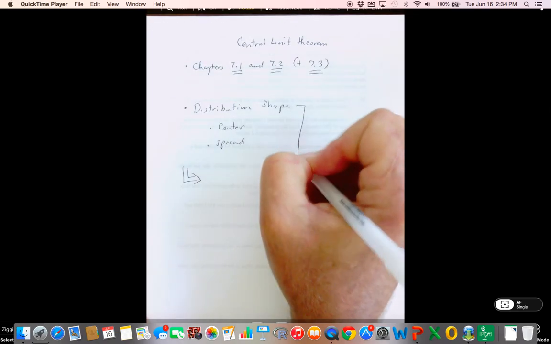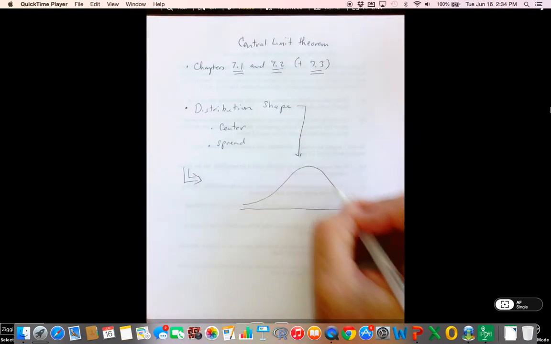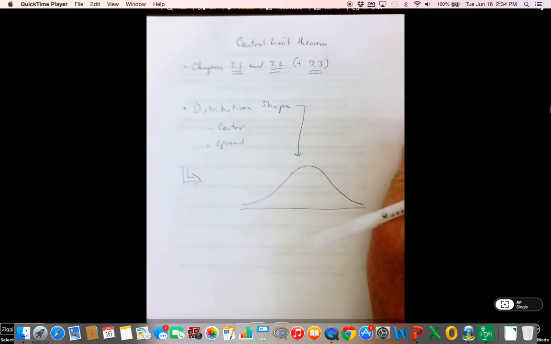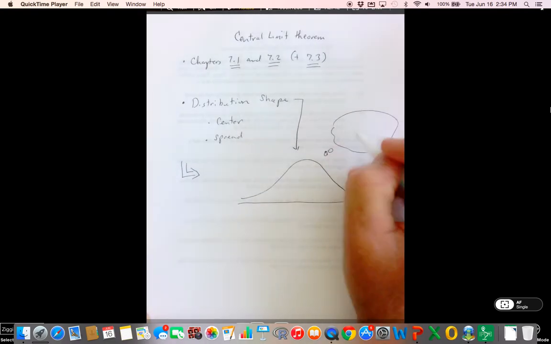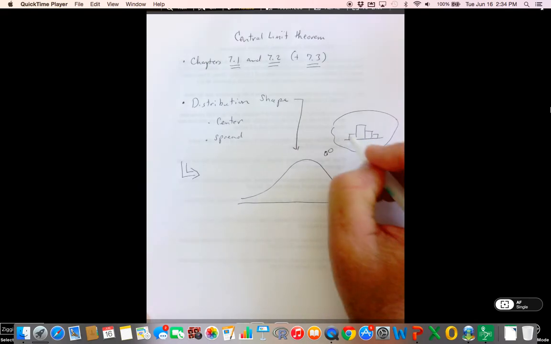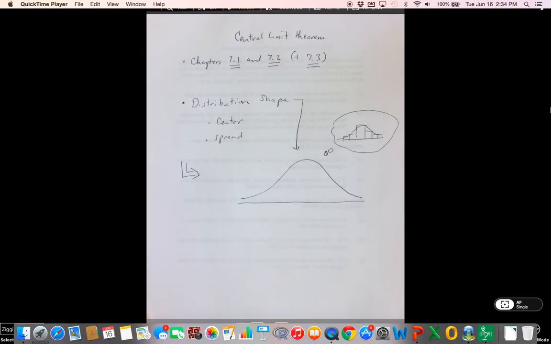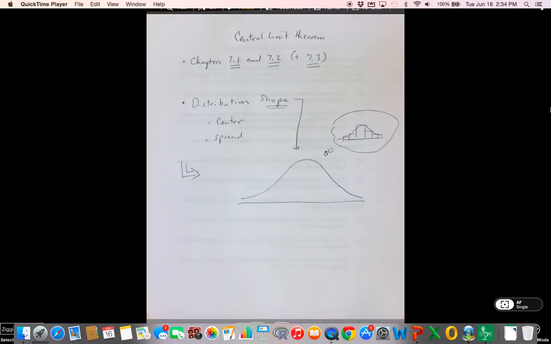The shape was perfectly bell-shaped and symmetric. Again, keep this straight: when you see this, it came from a histogram that was perfectly bell-shaped and symmetric, and that was smoothed out this way. So in what we just covered, the distribution shape was a normal distribution.